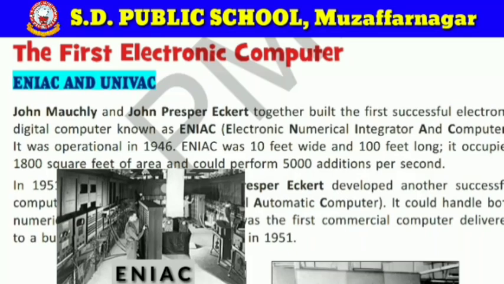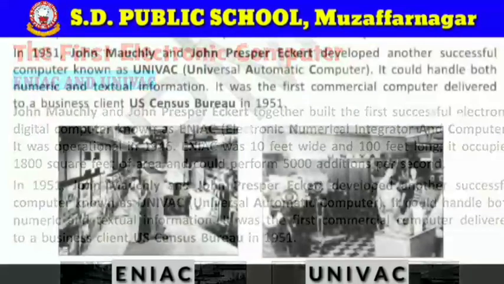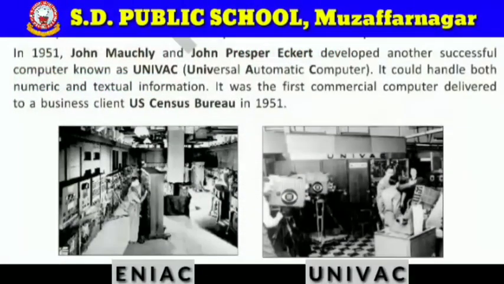In 1951, John Mauchly and John Presper Eckert developed another successful computer known as UNIVAC, that is, Universal Automatic Computer. It was the first computer that could handle both numeric and textual data. It was also the first commercial computer, delivered to a business client, the US Census Bureau, in 1951.